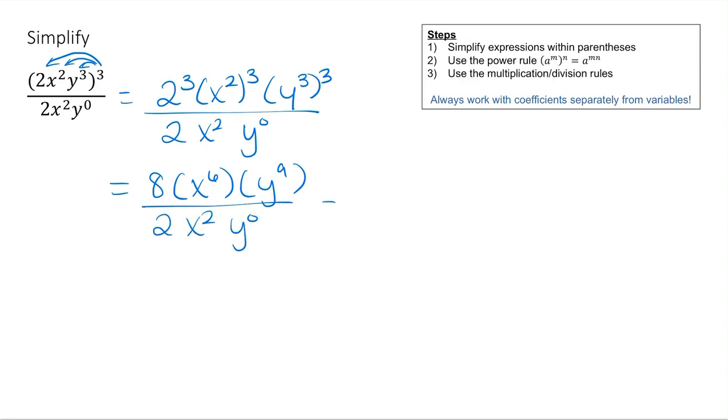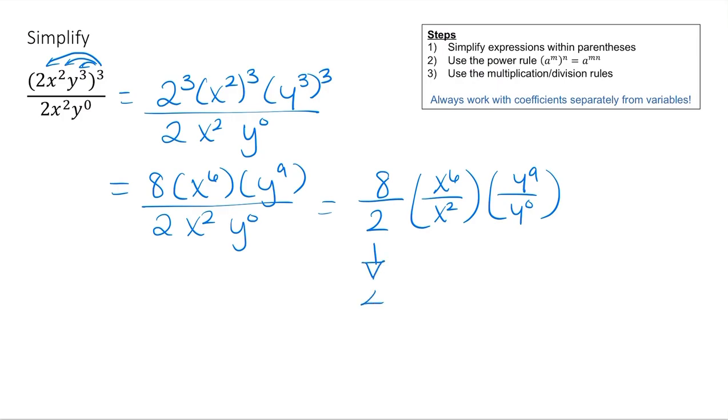So now I'm going to separate out my coefficients. So I have 8 over 2, and then I have x to the 6th over x squared, and then I have y to the 9th over y to the 0. 8 divided by 2 is just regular division, so I have 4. And then x to the 6th over x squared, remember I need to subtract my exponents, so I have x to the 4th. Y to the 9th over y to the 0, remember anything to the 0 power is 1. So this is y to the 9th over 1, which is equal to just y to the 9th. So I have 4x to the 4th, y to the 9th.